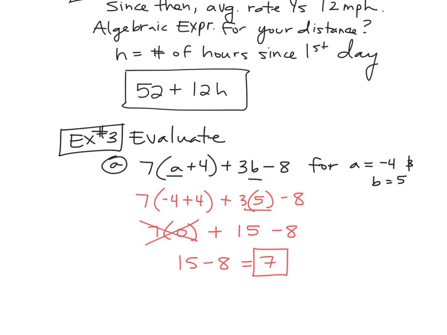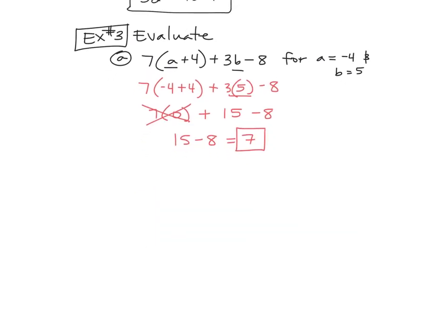Pretty crazy. It's good stuff, right? All right, do this one. x over 2 plus y squared, for x equals 1 and y equals a half.